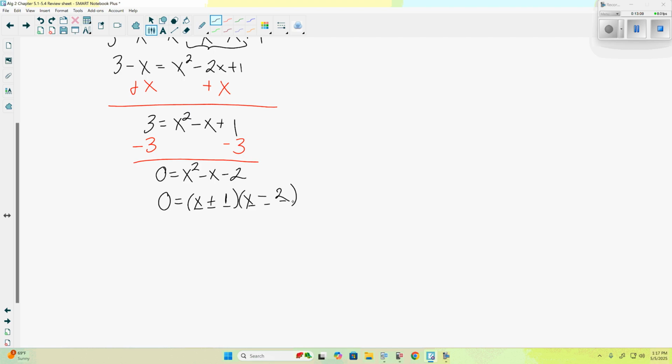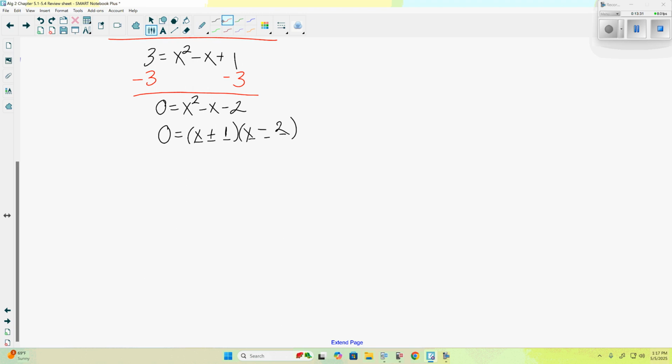Well, 1 positive, 2 negative. And if I check the middle term, x times negative 2 would be negative 2x. Positive 1 times x is positive x. Negative 2x plus x does indeed give me negative x. Correct factors. Now at this point here, we have two things multiplied together to equal 0. So one of these is going to have to be 0. And when we solve for both of these here, we get two answers. One tells me that x is 2. The other tells me that x is negative 1.